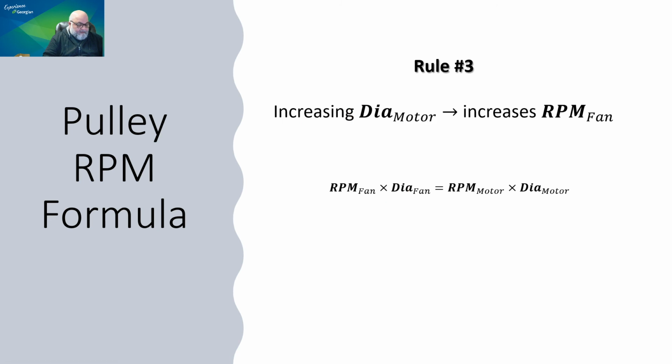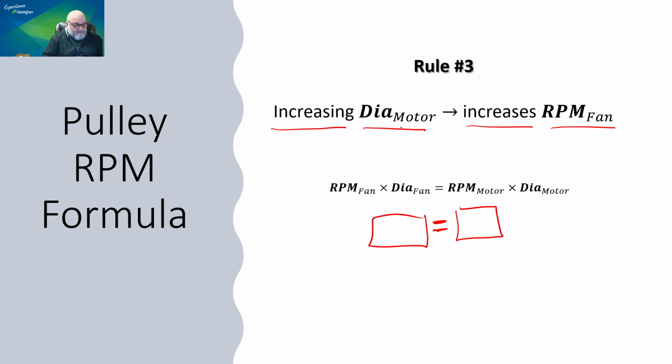All right. Rule number 3, the final rule, is increasing the diameter of the motor increases the speed of the fan. Again, both sides should keep the same value. The first is increasing the diameter of the motor, so I increase this. That's good. So this is the same, obviously, and this is the same.